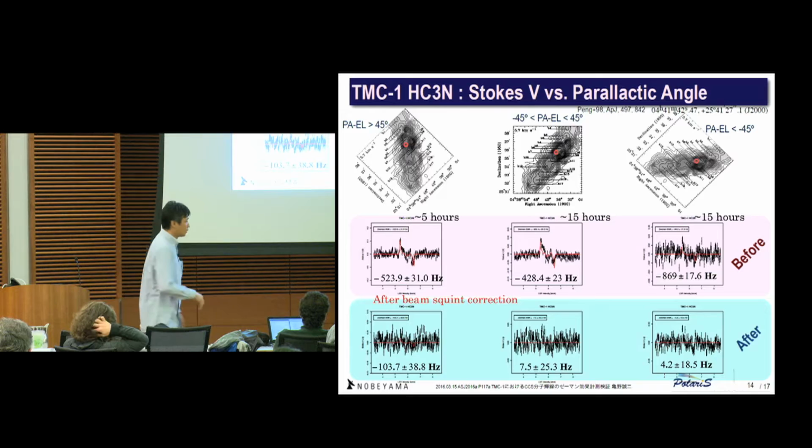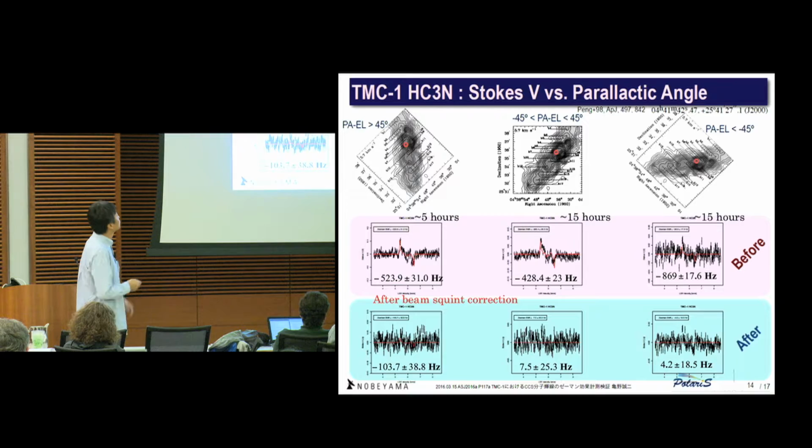And next, I'll show you how beam squint correction affects our results. So first, we divide our data into 3 different parallactic angles. The values are shown here. Before the beam squint correction, this is the Stokes-V profile of HC3N. Before the correction, we see a very significant fake Stokes-V profile, like this. And after beam squint correction, those profiles disappear like this.